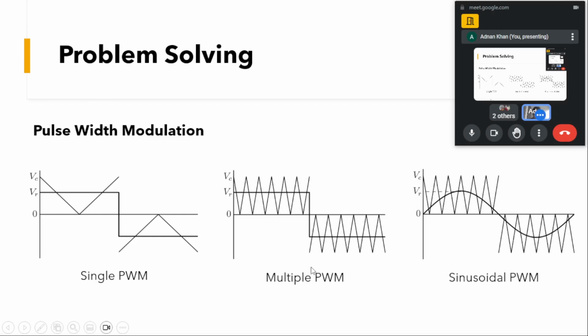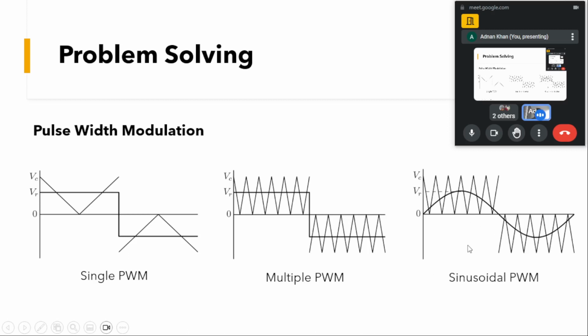In the multi PWM, we have a constant reference, and with the logic that when VR is higher than VC we get a pulse, you can see that each of these pulses will be of the same width and equidistant from one another. The turn on time will be the same and the turn off time will be the same.